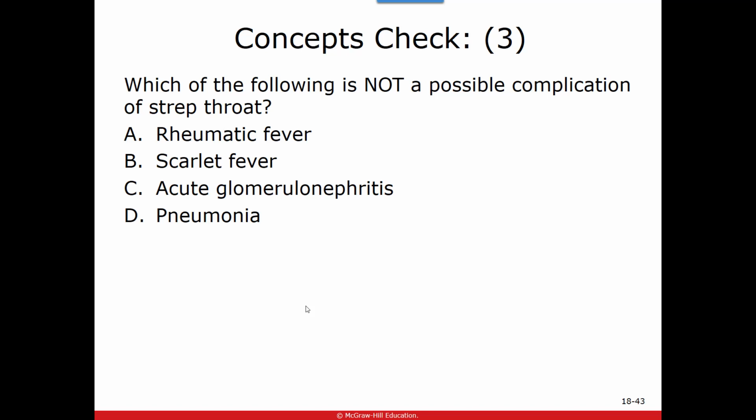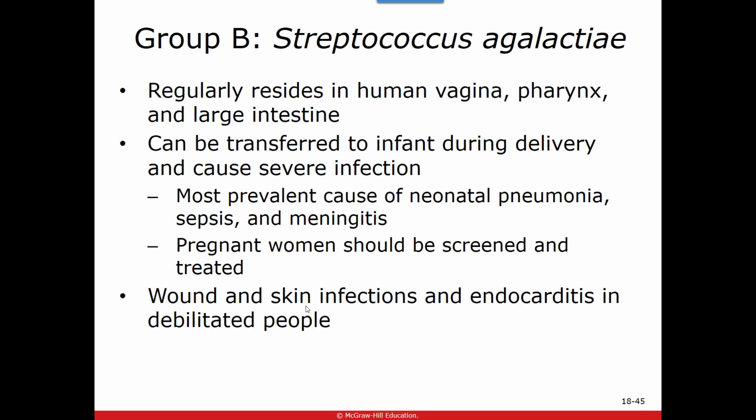Now, another strep bacteria. This one has B antigens on them for the Lancefield classification. It's Streptococcus agalactiae. Now, this is the bacteria that's normally a concern with pregnant women and newborns, because this is a bacteria that can be part of the normal flora in the human vagina. It can be found in the pharynx and large intestine as well, but the issue becomes if it's part of mom's normal flora, this is a bacteria that can get transferred to an infant during delivery, and it can cause a lot of serious infections in newborns.